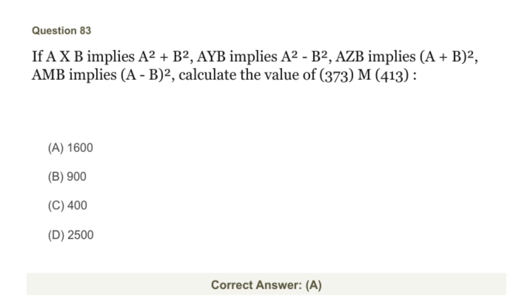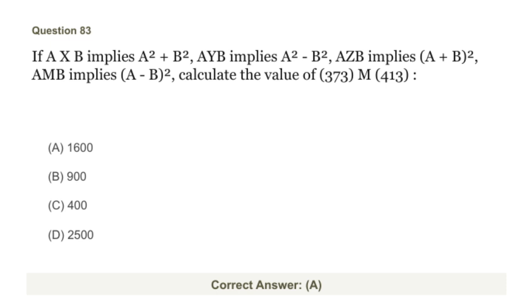If A X B, then it implies A² + B². If A Y B, then A² − B². If A Z B, then A + B². And if A M B, then (A − B)². So, our goal is to apply this logic to the given numbers, 373 and 413, with the M symbol, which means we need to find (373 − 413)².